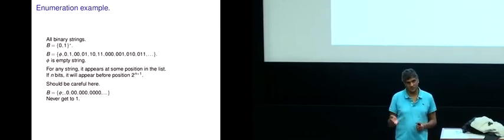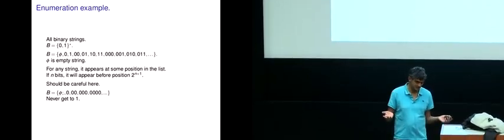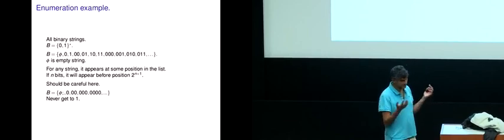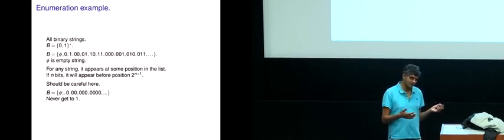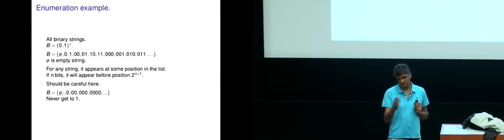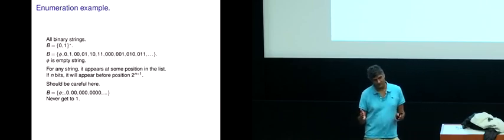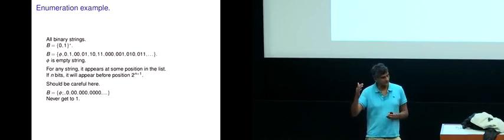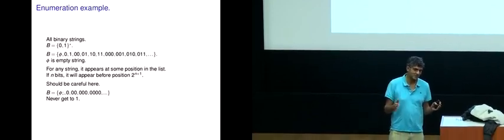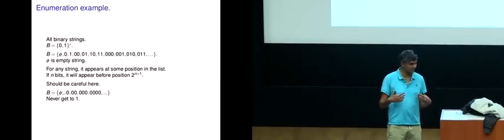All the strings of length 1 will appear before position 3, because there are 3 strings of length 1 or less, right? So if it has 1 bit or fewer, I know it'll appear somewhere in the first 3 positions. If it has 2 bits or fewer, I know it appears in the first 2 to the 3 positions. And that's because I know how many strings there are with that many bits in them.